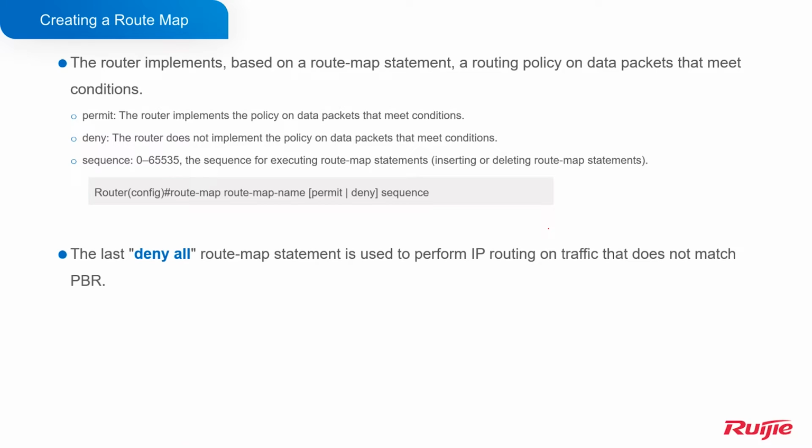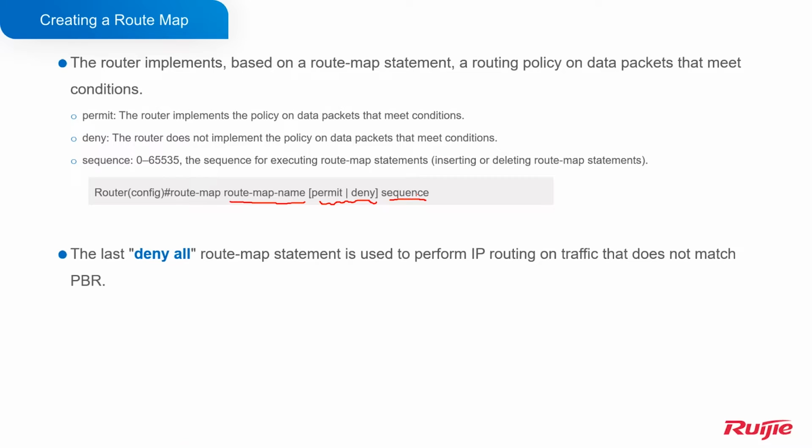Okay, and different from the permit or deny in the ACL, no matter whether it's permit or deny, it will not affect the packet forwarding. Permit does not mean that the packet is permitted to forward. Deny does not mean that the packet is not allowed to be forwarded or the packet will be blocked. Right? It will only affect whether the policy will be implemented on the data packets that meet the conditions. And the command you can see here, route map. First is the route map name, and next is permit or deny, and then the sequence.